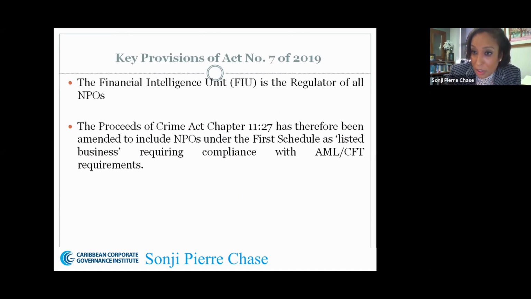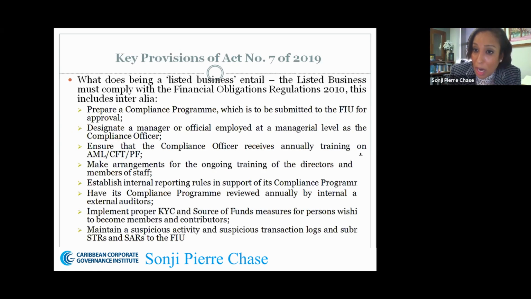The Financial Intelligence Unit is the regulator for all NPOs. Obviously, because as I said, NPOs are now listed under the first schedule as a listed business, which means that the NPOs are required to undertake certain things. So you see all of these things here? I am, through my firm, required to complete all of these things because my area of practice is a listed business. Because I deal with the buying and selling of property, the incorporations of companies. So I become a listed business and I'm required to adhere to all of these provisions.